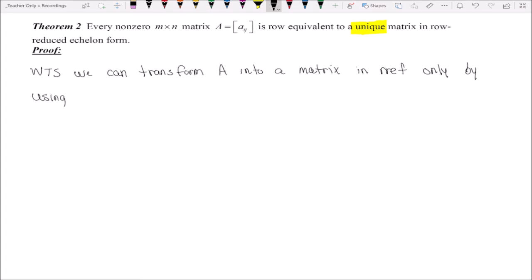All right, so as before, what we want to show is that we can transform the matrix A into a matrix in RREF only by using the elementary row operations.